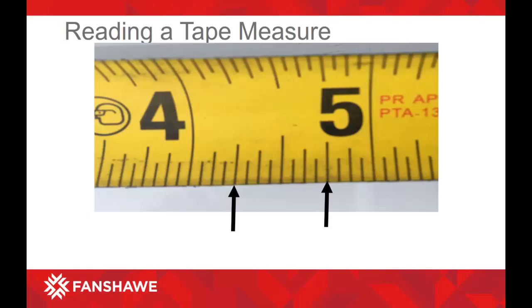The next portions here would indicate the 1/4-inch section. So the first arrow is going to indicate 4 1/4 inches. The second arrow is going to indicate 4 3/4 inches.